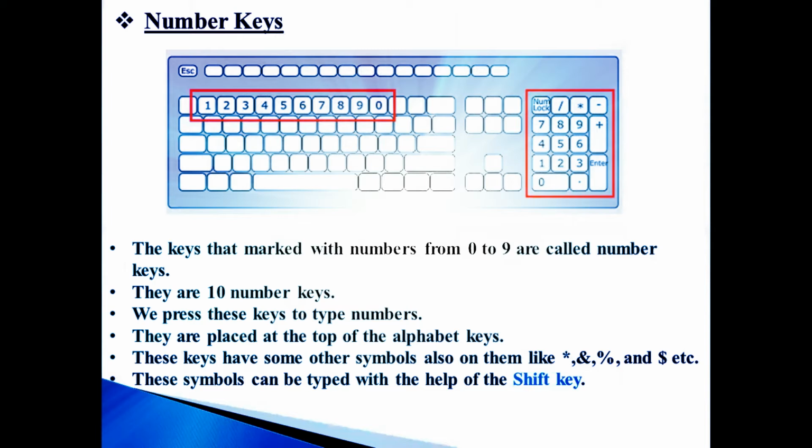Now, number keys. They are presented at two places. The numbers from 0 to 9 are called number keys on the keyboard. The number keys above the alphabet have particular symbols on them, for example, star, percent, and dollar. All such keys are presented above the alphabetic keys, and to get those symbols, we have to press the shift key along with that number, and we get that particular symbol.